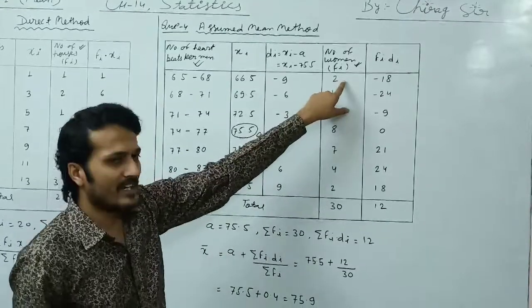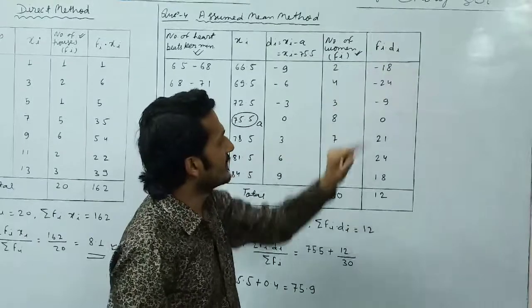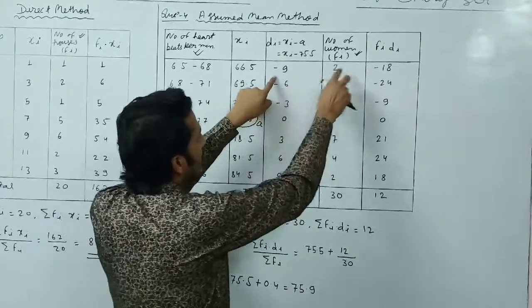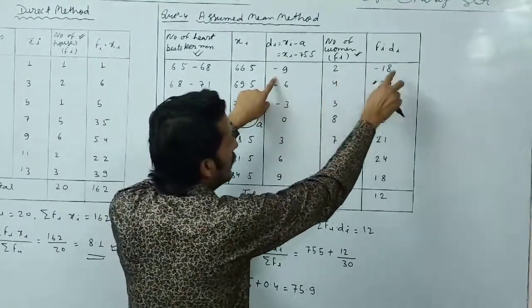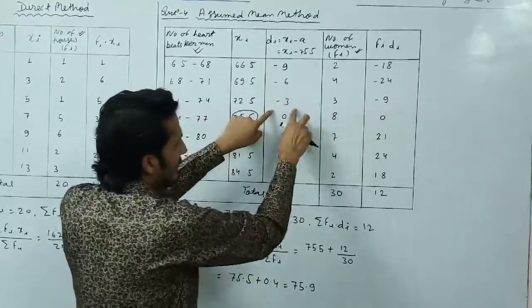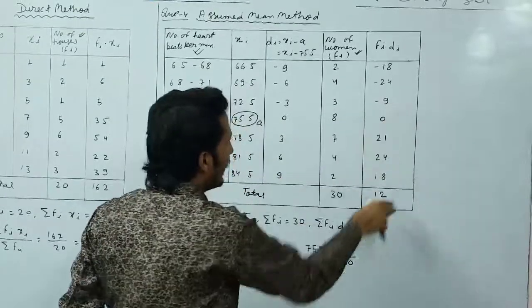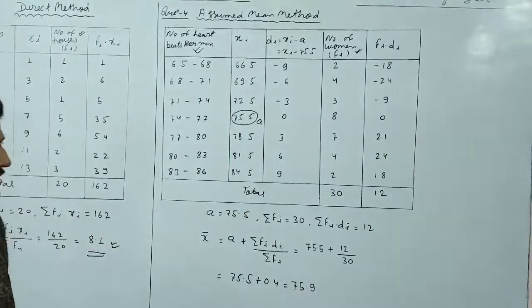Now we have fi given with the question, so we have written it. Now the next is fi di. So multiply these two columns. Minus 9 into 2 will be minus 18. Minus 6 into 4 will be minus 24. Minus 3 into 3 is minus 9, and so on with the multiplication. Then we get consecutive fi di.